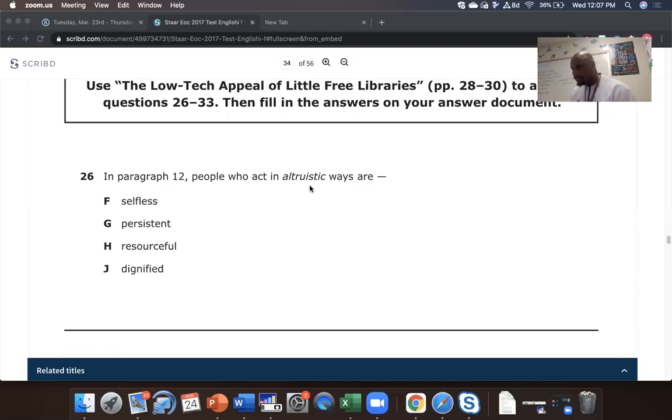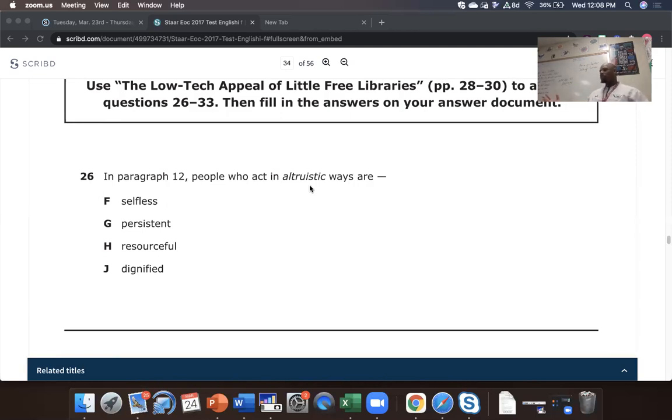F and J? J and H? Okay, so we can eliminate J, right? And you said H, so that leaves us with F and G. So again, based on the way it was used in the paragraph, what do you think the answer is? Raise your hand if you think it's F. Raise your hand if you think it's G. You said eliminate F? Well, I can tell you the answer to number 26 is F.